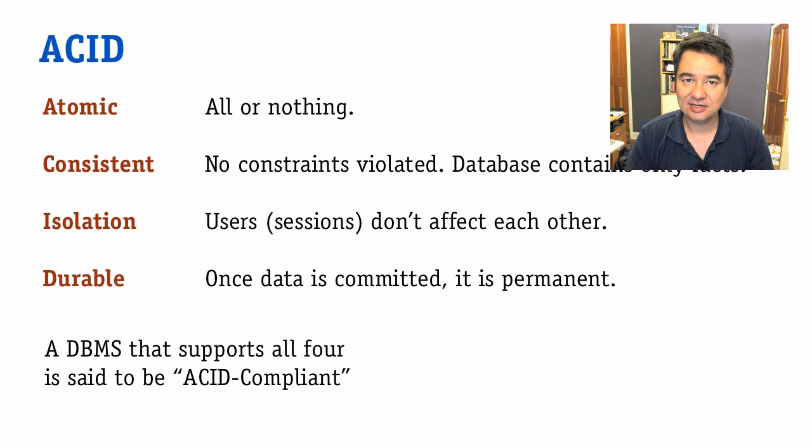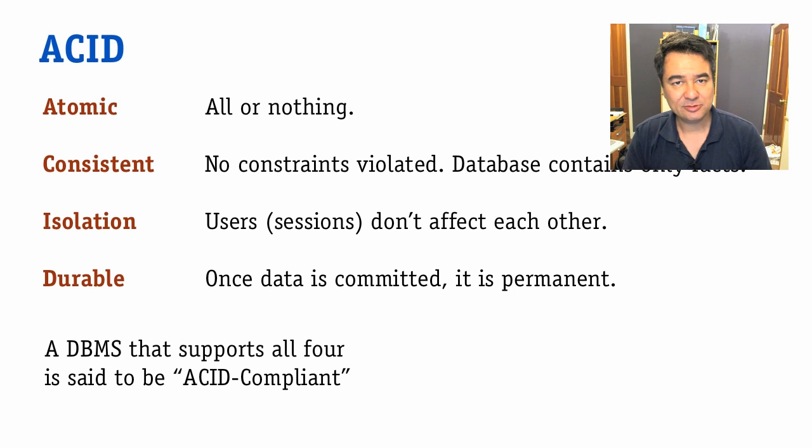Isolation means that users, or actually just sessions, database sessions, don't affect each other. So when two sessions go into transactions, they don't see the results of the other transaction until things have been committed. And then durable means that once data is committed or saved to the tables, it's permanent. It's not just going to spontaneously disappear, and new data is not going to just spontaneously appear. The data is unchangeable until someone goes in and actually executes a command that will change it.